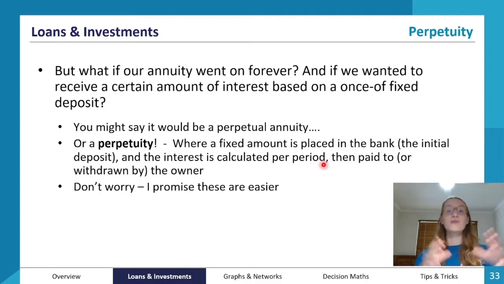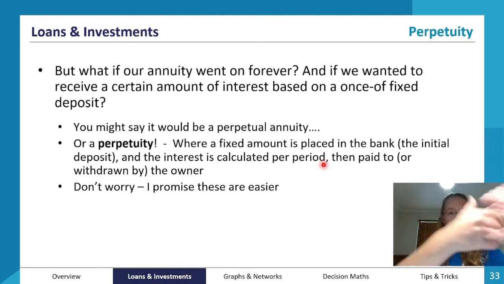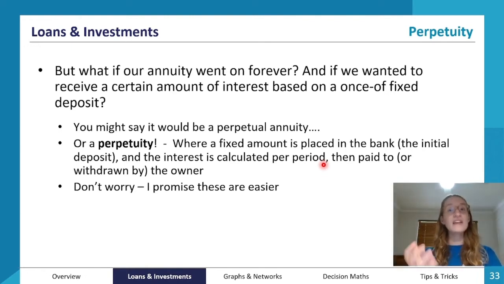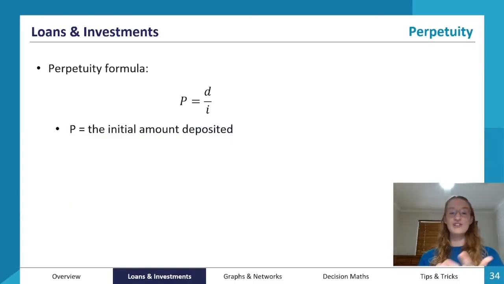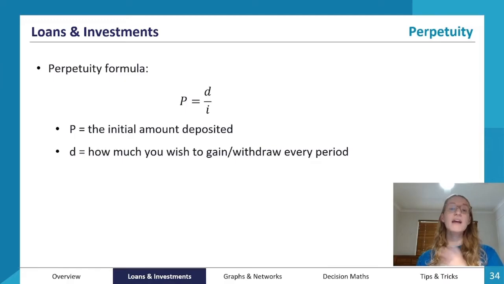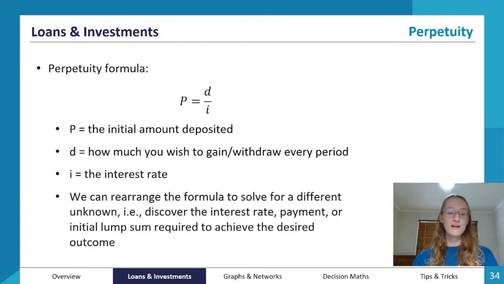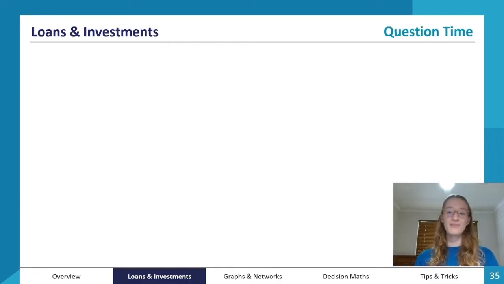So what we have here is a lump sum, then interest is earned, and then I take the interest out. Next time period, interest is earned again, and I take out the interest again. So every single time it's coming back to the original value, because all I'm doing is taking out the interest again and again. And don't worry, the formula for perpetuities is much, much simpler. It is simply P equals D divided by I, where P is the initial amount deposited, for example that lotto money, D is how much you gain or withdraw every period, and I is the interest rate. And again, we can rearrange this formula to identify a different unknown.